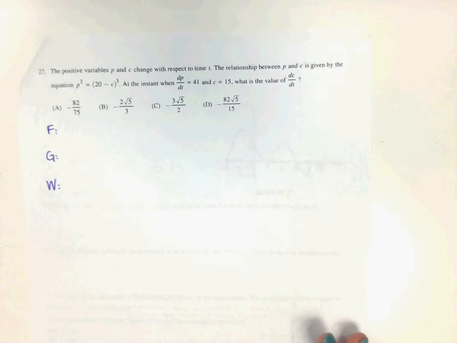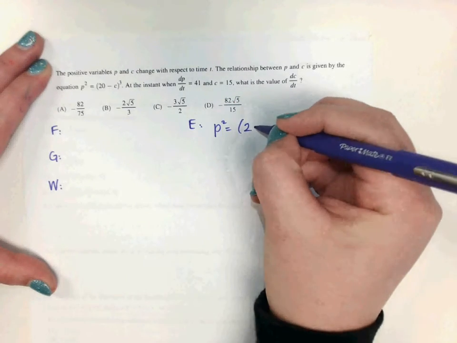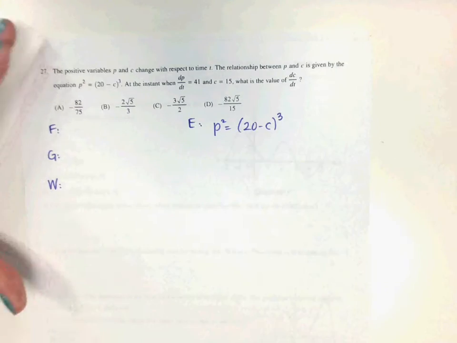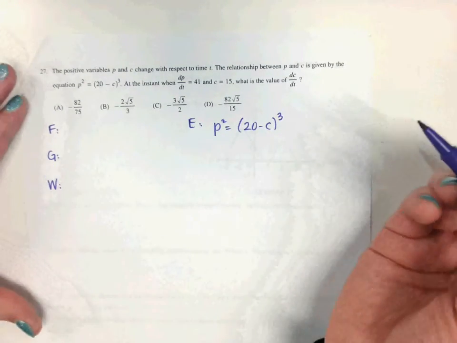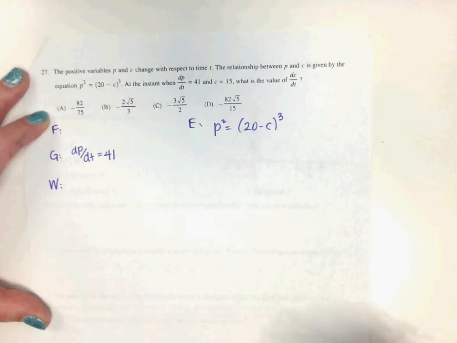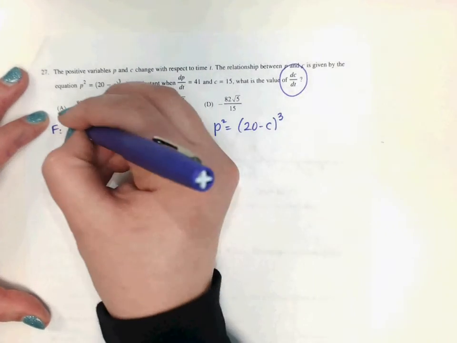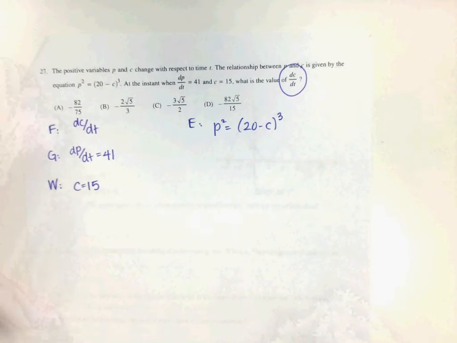Okay. I'll give you a separate blank one to do at home by yourself. Okay, it says the positive variables P and C change with respect to time. The relationship between P and C is given by, boom, there's your equation. Then it says when dP/dt is 41, and C is 15, what is the value of dC/dt?